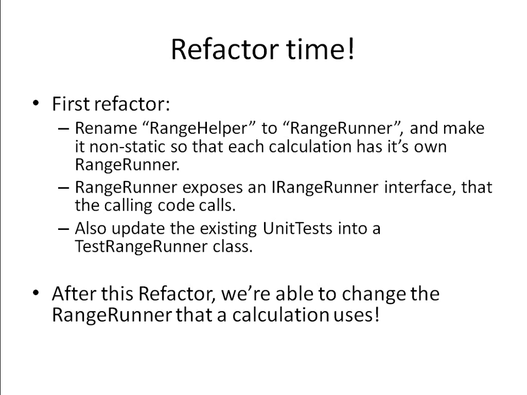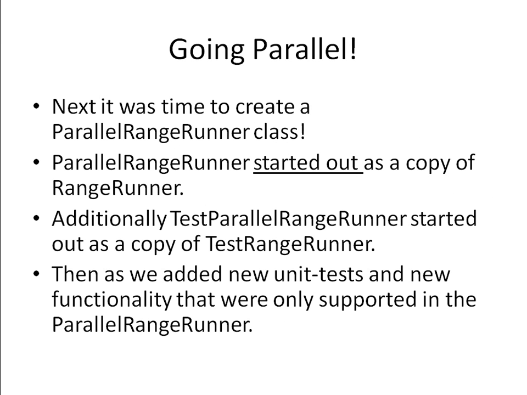After the refactor, we're able to change the range helper to use the range runner that the calculations use. Does that make sense? So before the refactor, everyone's using the range helper. And after the refactor, we're able to change them to use range runner. Hope I said that right.